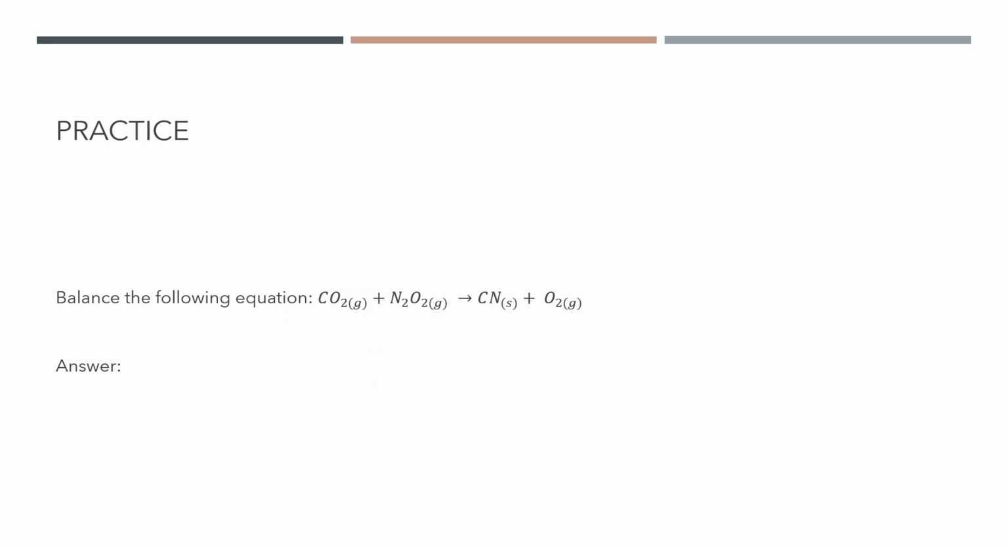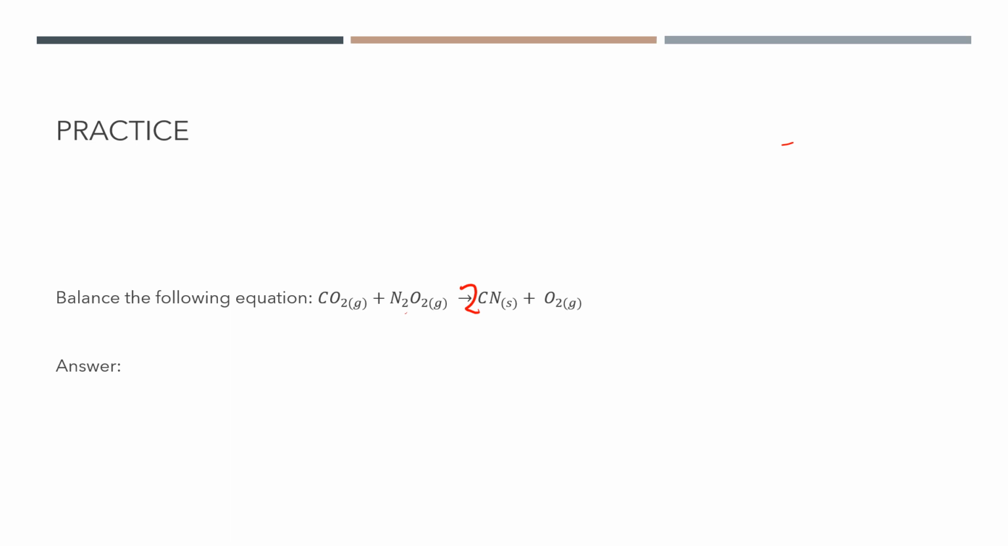Here we have carbon dioxide with dinitrogen dioxide goes to, that's not even cyanide, what is that? Carbon mononitride. Yeah, and oxygen. First thing I'll do, look, carbon only exists on here and carbon only exists on there. So a 1-to-1. Nice, that's nice and easy. Next, let's look at nitrogen. Nitrogen only exists on here and then there. There has to be 2 nitrogens from this side. So let's put a 2 in front of that.